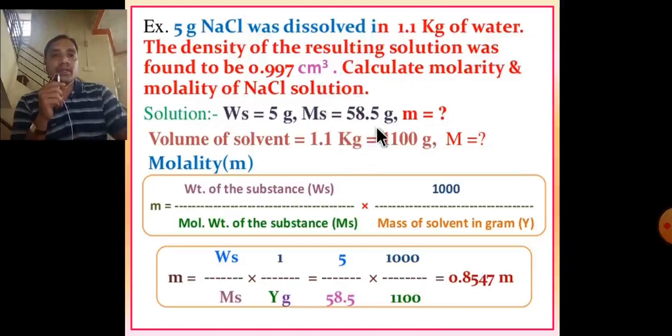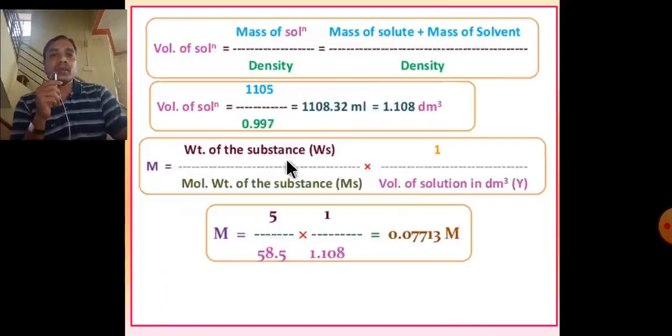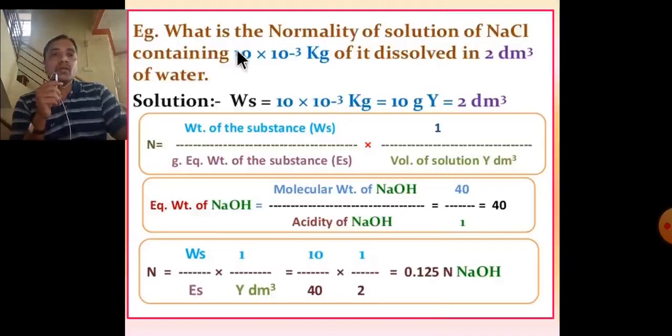Similarly, next example: calculate the molarity and molality of NaCl. Then the molality of the solution is 0.8547 molal, and similarly the molarity is 0.07713 molar. Next example. What is the normality of a solution of NaCl containing 10 into 10 raised to minus 3 kg of it dissolved in 2 dm cube of water?